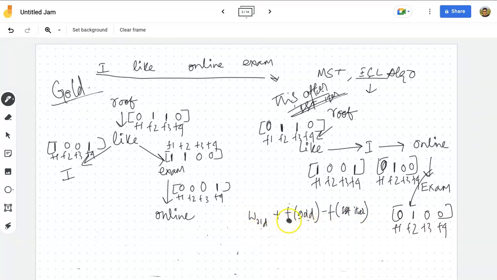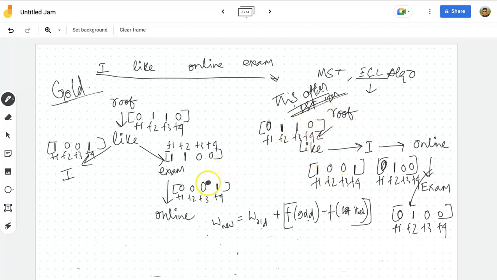So you just need to add the difference of gold minus the thing that you have after your ECL, the Edmond-Chu-Liu algorithm, with the old weight. That will give you the new weights. So this is the formula. Okay, so now subtract from gold the thing that you have after the first iteration.